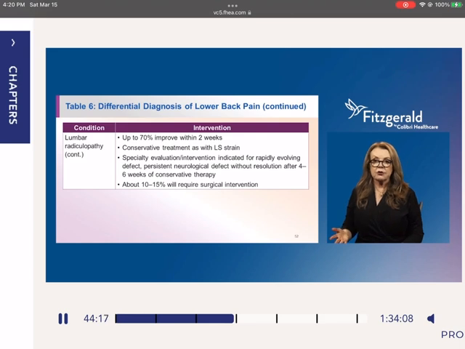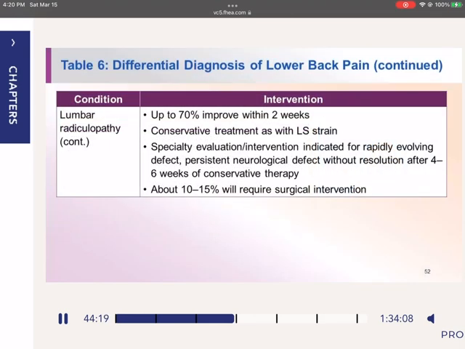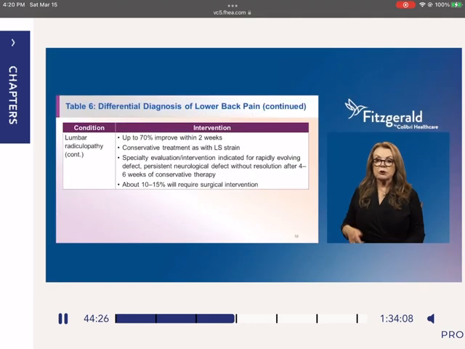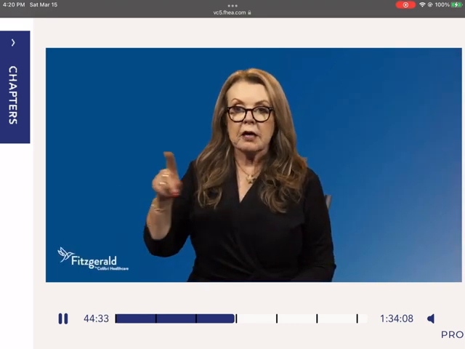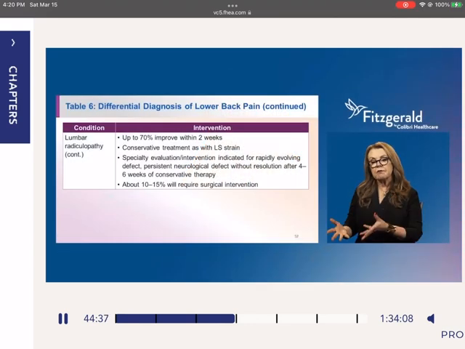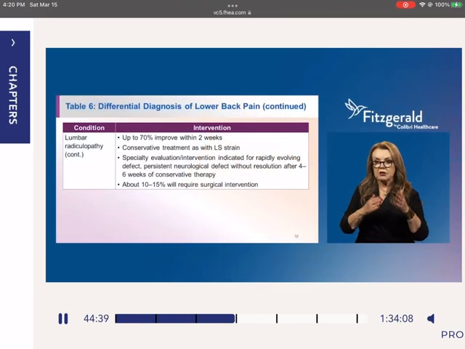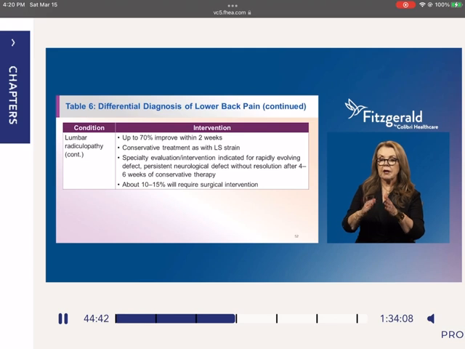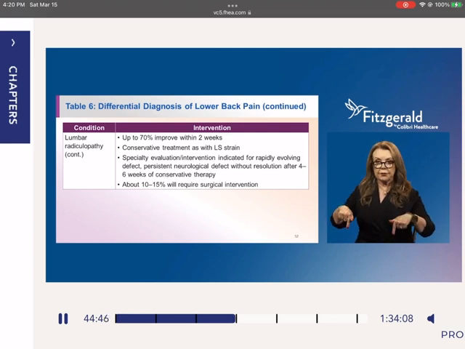Analgesia, skeletal muscle relaxers. Specialty evaluation and intervention is indicated for rapidly evolving defect, persistent neuro defect without resolution after 4 to 6 weeks of conservative therapy. Please do not refer out before that 4 to 6 weeks of conservative therapy because there's a general rule with referring to a specialist. You want to refer a patient to a specialist when the specialist can do something you as a primary care provider cannot do.